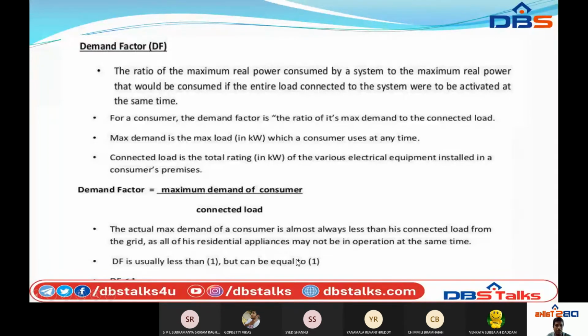Similarly, demand factor is like load factor. Load factor is also less than 1, but demand factor can be equal to 1.